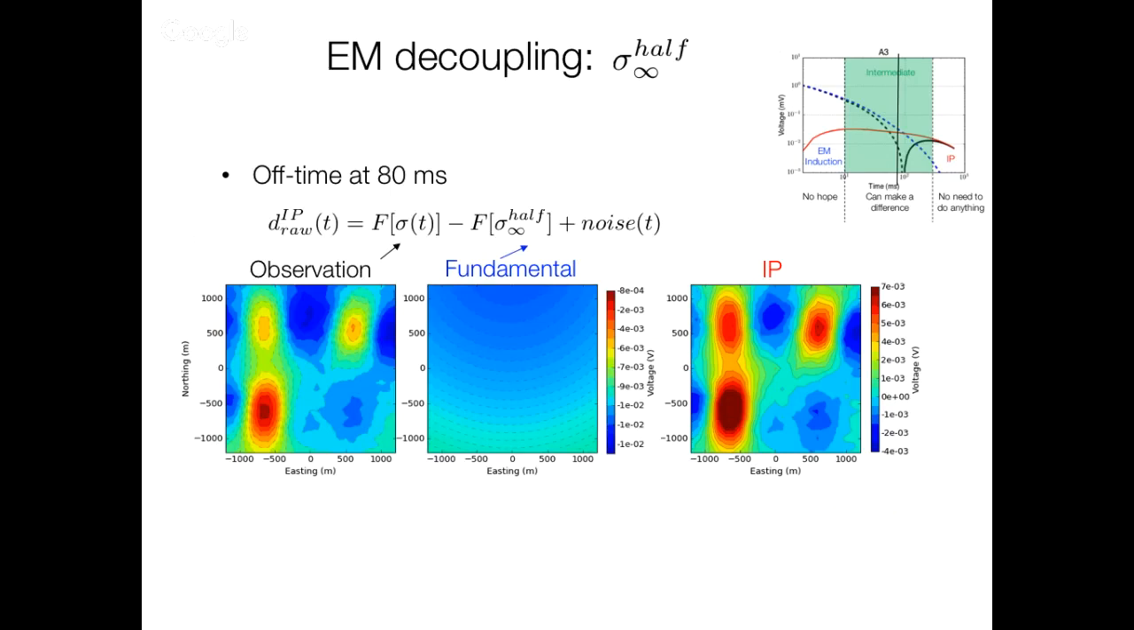this. So now we really have this artifact here. This looks like a great big IP body here, and that would actually be quite wrong and very misleading. So a half space is not good enough. We're going to need to get something that's a little bit better than that.